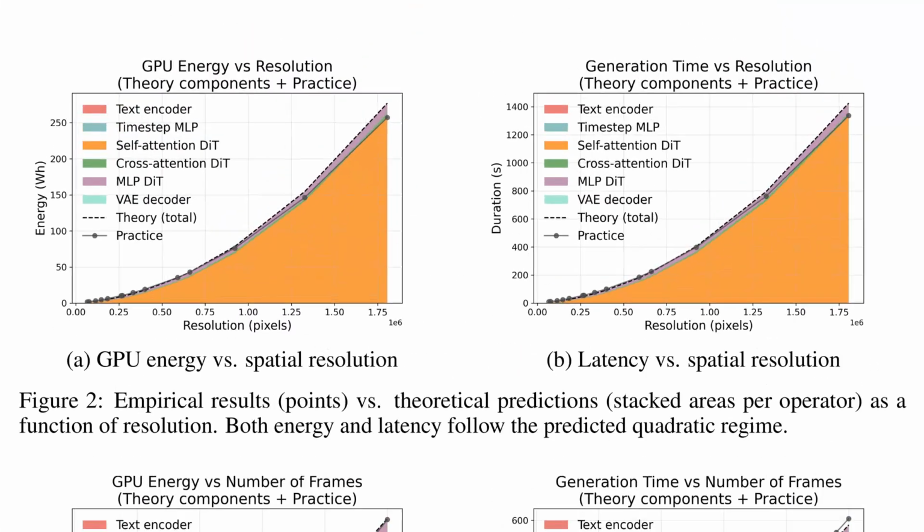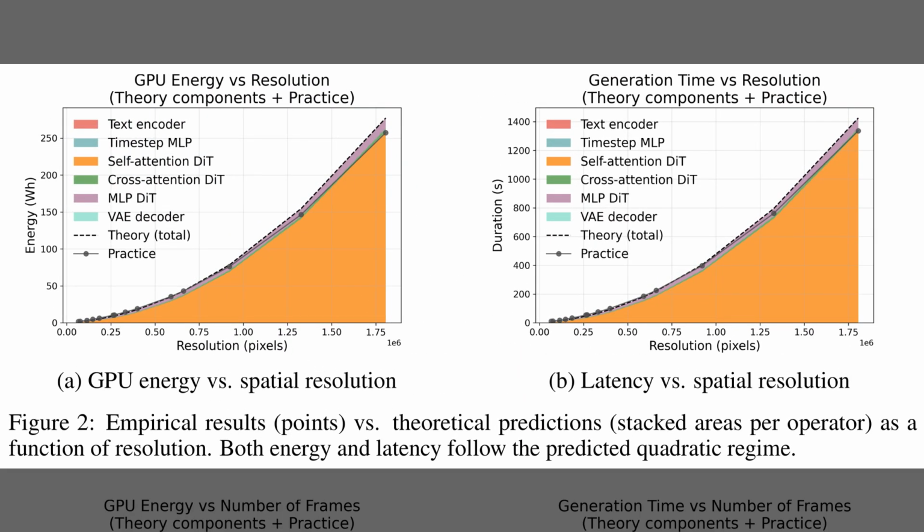So, while Figure 4 showed linear step scaling, Figure 2 presents resolution scaling with two panels for energy and duration. The stacked areas indicate theory and the dots show practice, which align closely and curve upward quadratically as resolution rises. Self-attention dominates the cost, with MLP next, and VAE plus the text encoder remaining small. Minor gaps appear at the highest resolutions, but the quadratic trend holds across the range.